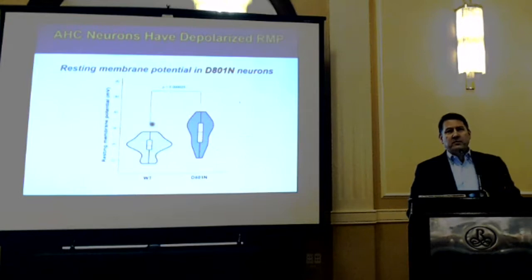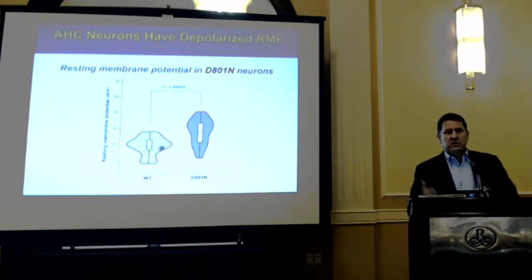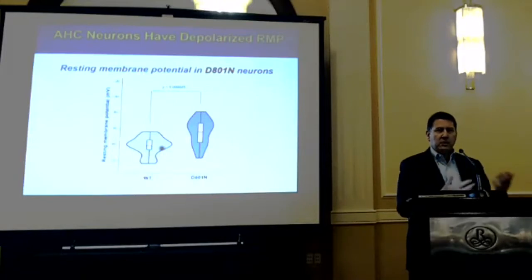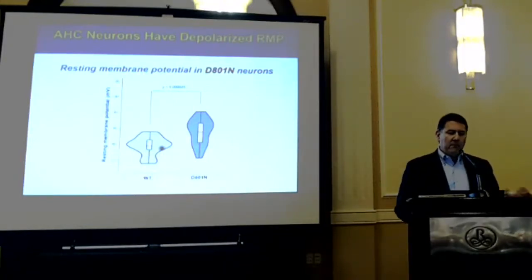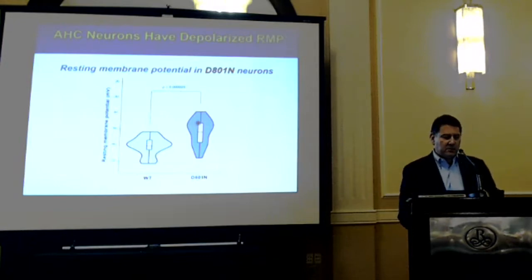Now, we've looked at some other neurons as well. I'll show you just some preliminary data here on D801N, which is the most common mutation associated with AHC. And here again, we measured the resting membrane potential. We're still working on measuring the pump current, by the way, but we measured resting membrane potential in control neurons and D801N neurons, and what we see is the same trend, a significantly less negative resting potential. So far, that's been a consistent observation for two of the most common mutations.